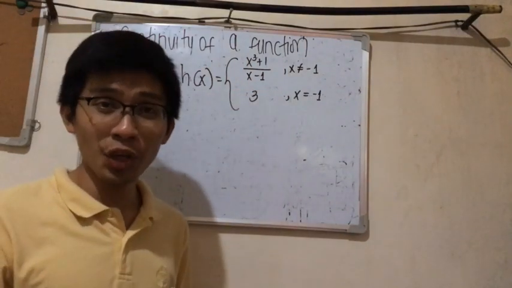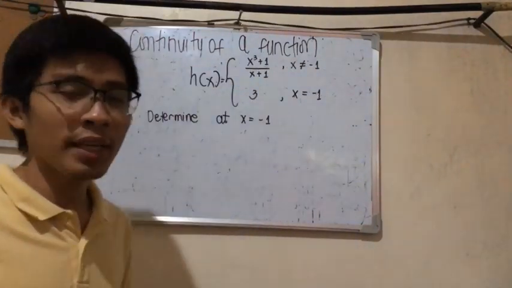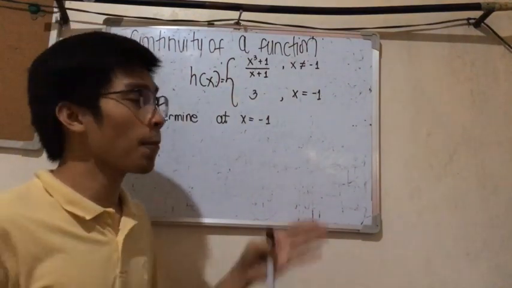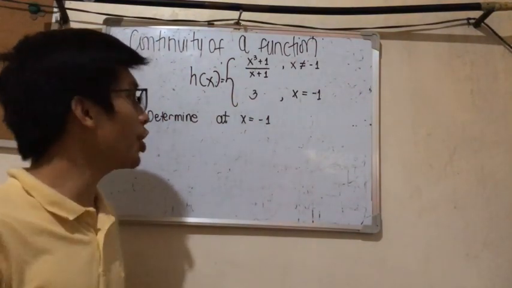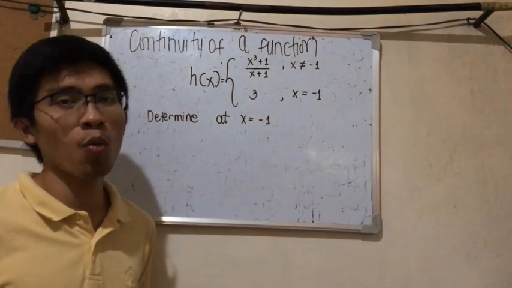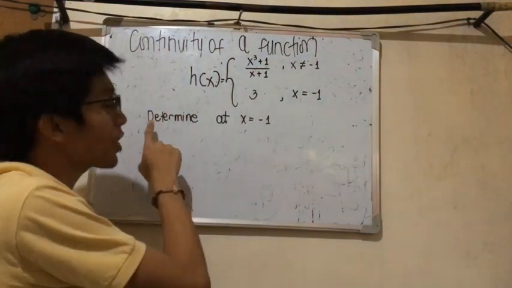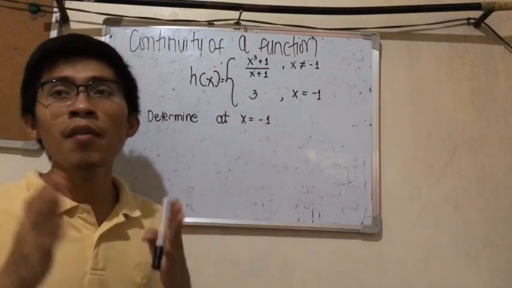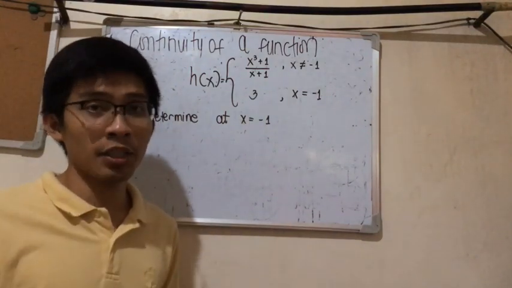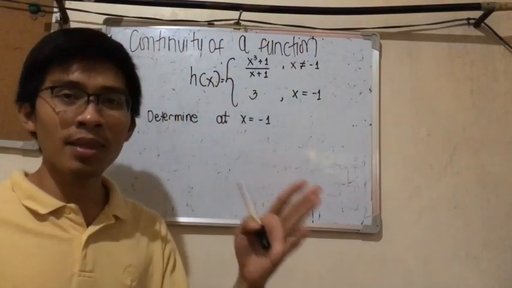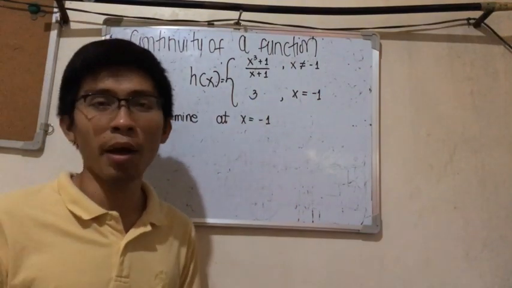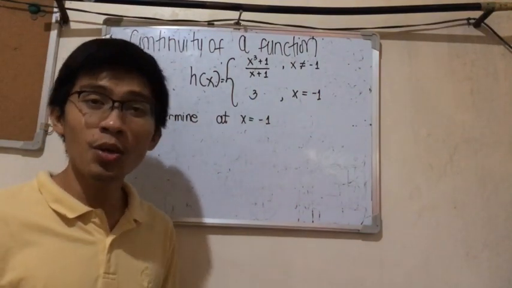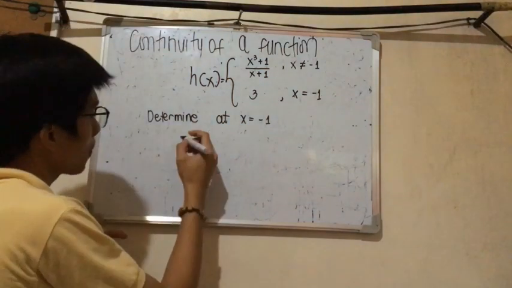Obviously, our function is a piecewise function. So our goal again here is to identify if this function is continuous at x equal to -1. Therefore, let's determine at x equal to -1 if it is continuous or not continuous. Same thing that I did in my previous example. Let's use the following conditions.